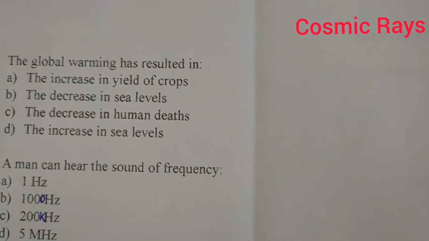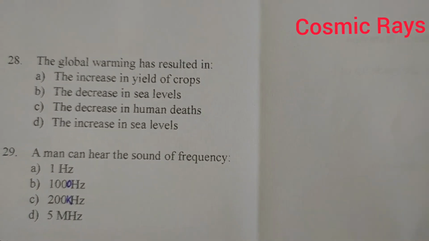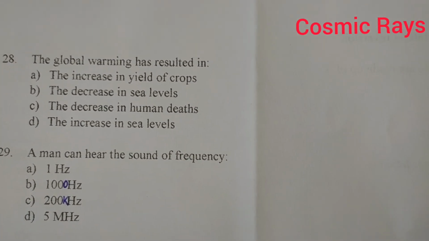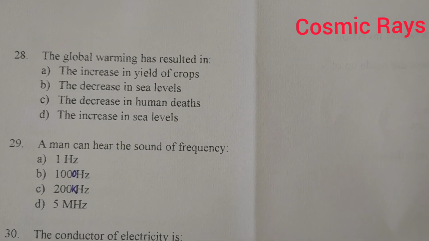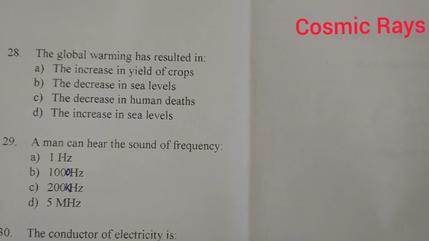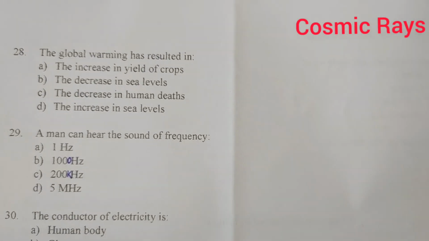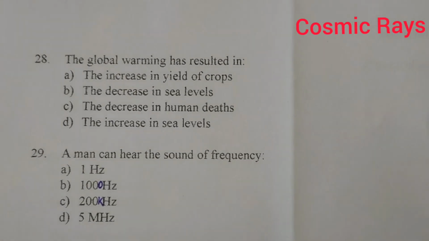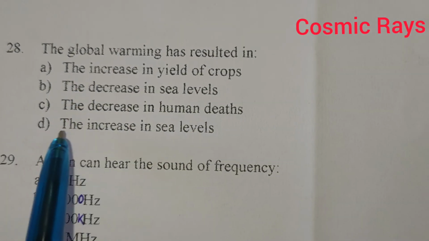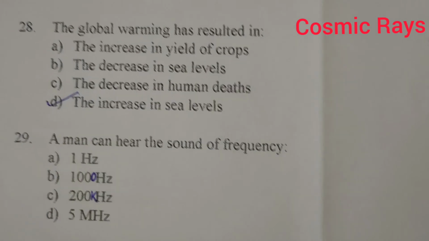Moving on to the next MCQ, it says the global warming has resulted in. Because of global warming, if you have read this topic properly, out of all the options they have given here, global warming is not good for us. So this has resulted in the increase in sea levels, which is given here as option D.